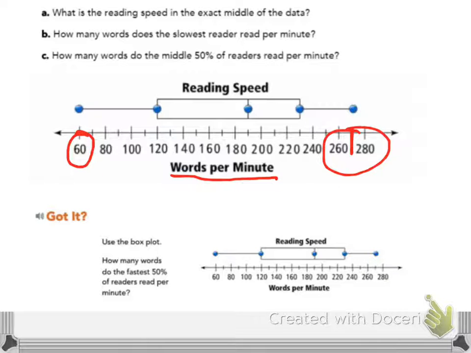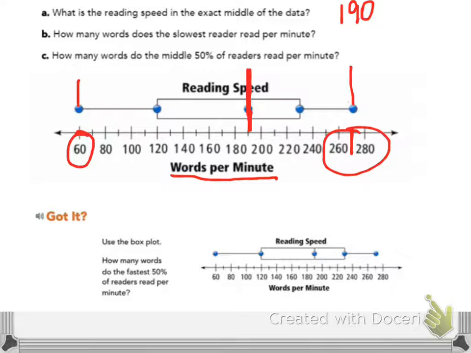Our first question says, what is the reading speed of the exact middle of the data? If you remember, each of these 5 dots stands for a data point. So this is our minimum, this is our maximum, this is our median or our middle. That's what they're asking us. What's the exact middle reading speed? So I'm going to bring the line down, and we know it's somewhere between 180 and 200. And right halfway between 180 and 200 is going to be 190. So that's going to be our exact middle speed.